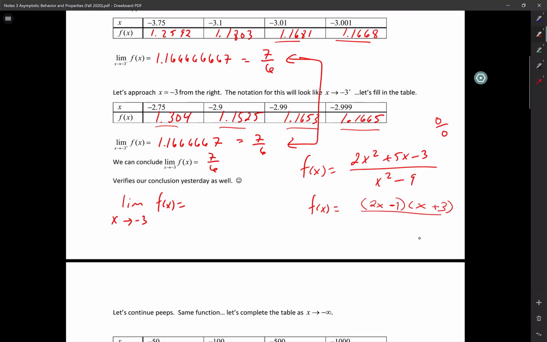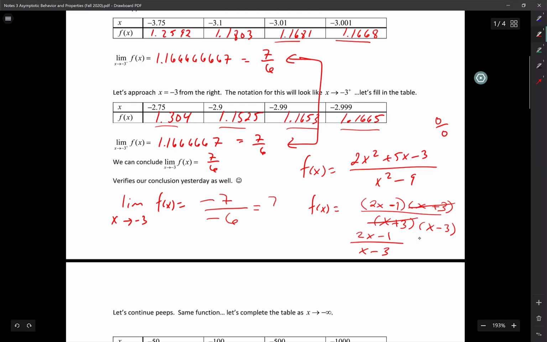And in the bottom, that's just the difference of squares: x plus 3, x minus 3. Now those two cancel out. See? So if I plug in direct substitution now, because now you have 2x minus 1 over x minus 3, 2 times -3 is -6, minus 1 is -7. Relax. You're going to get another negative number in the bottom, which is going to cancel it to make it positive. And then -3 minus 3 is -6. Negative divided by a negative is a positive.